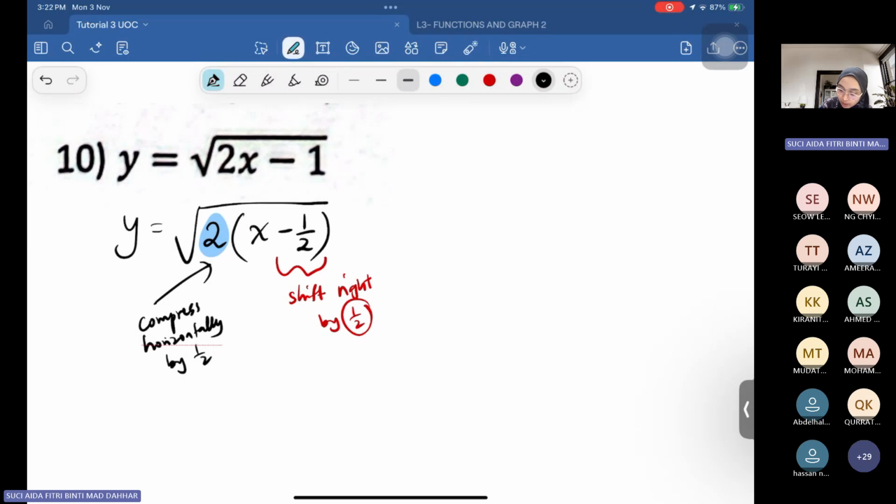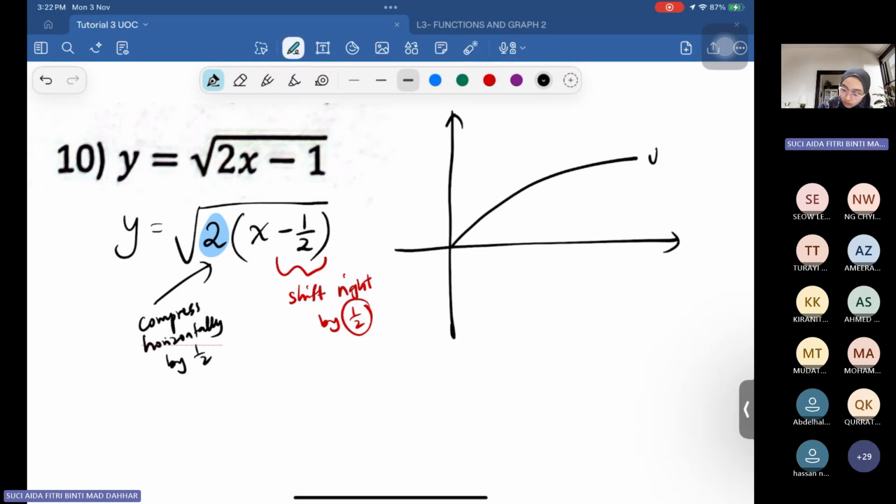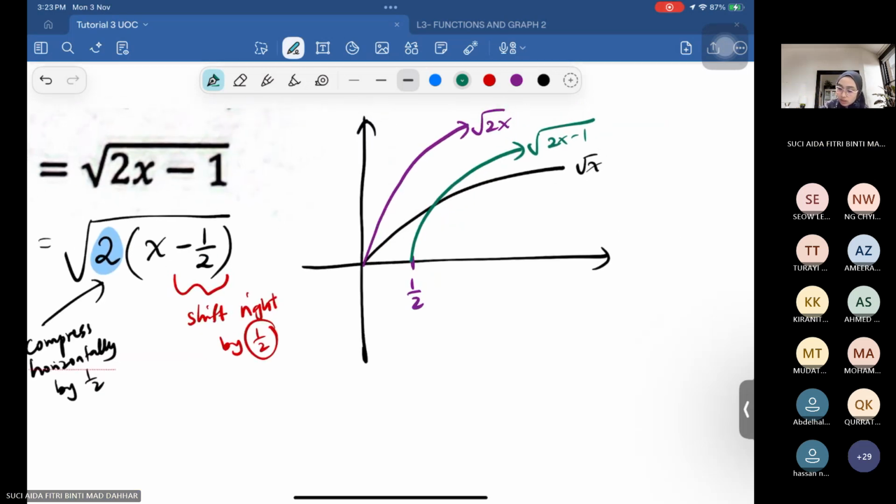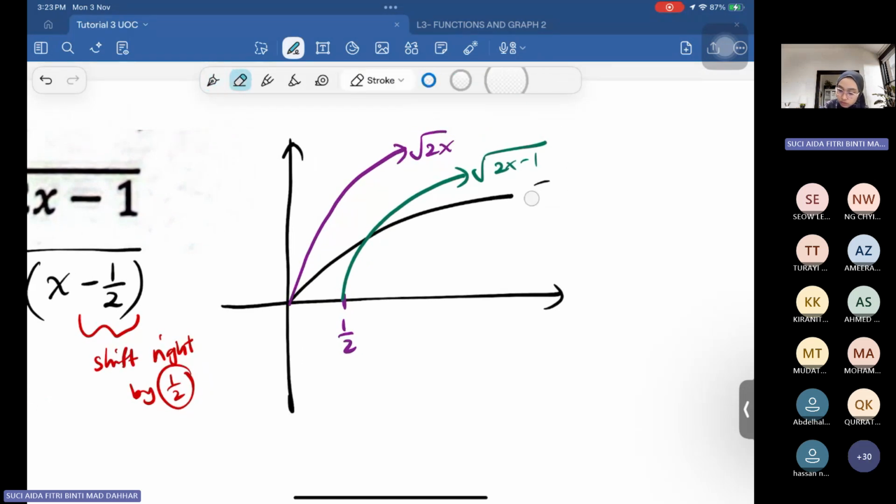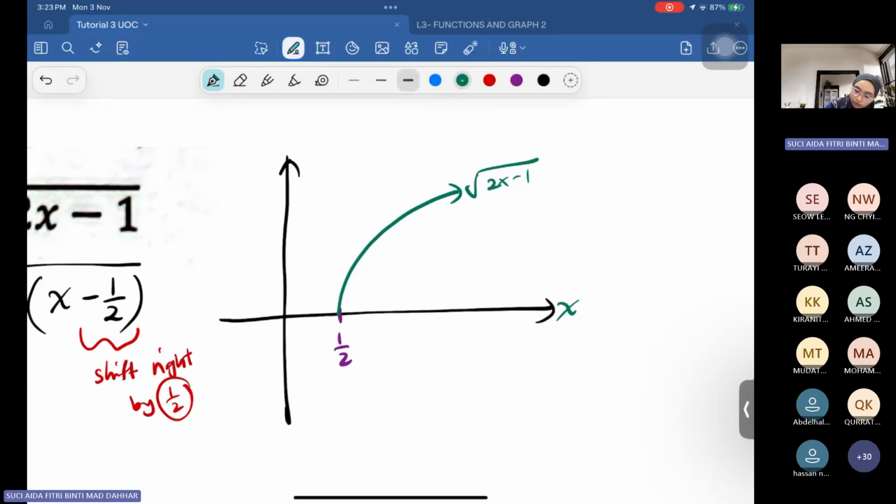Okay, so how does it look like? This is the original set x. So when I compress, it becomes skinnier and taller. This is set of 2x. But then when you shift to the right by half, I say this is half. So it's moved here. Exactly the same size. That's 2x minus 1. Okay, so I'm going to delete the rest. Just leave out the last graph. Don't forget to label your axis.